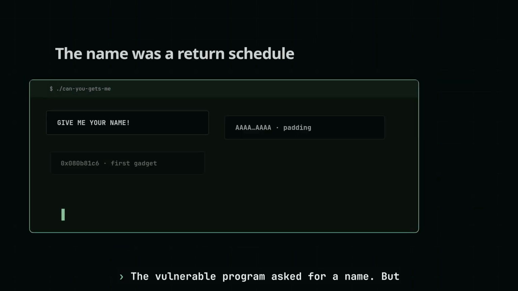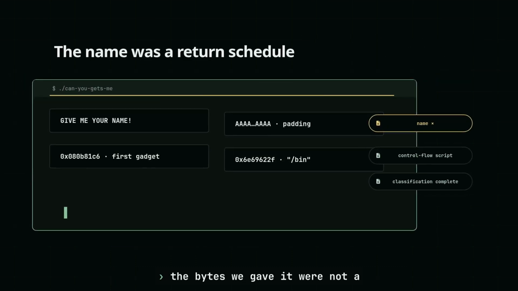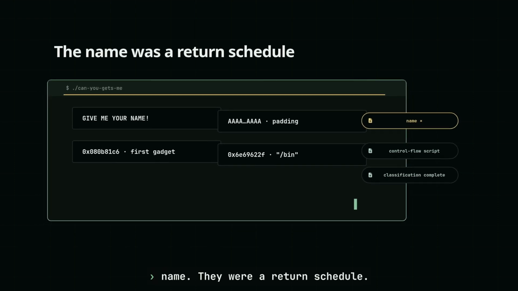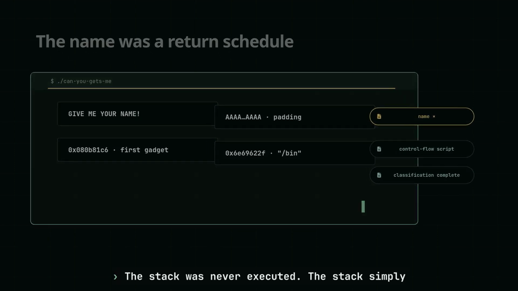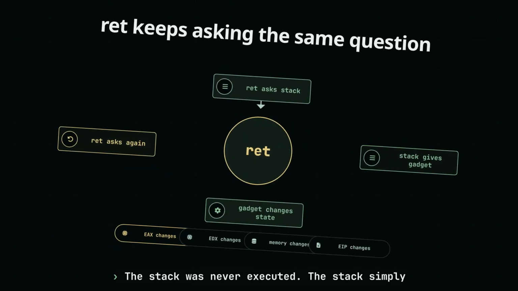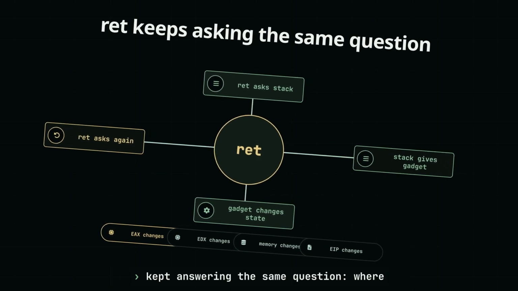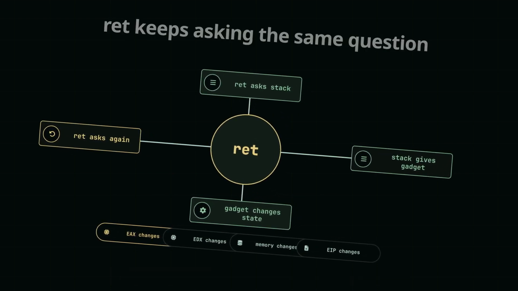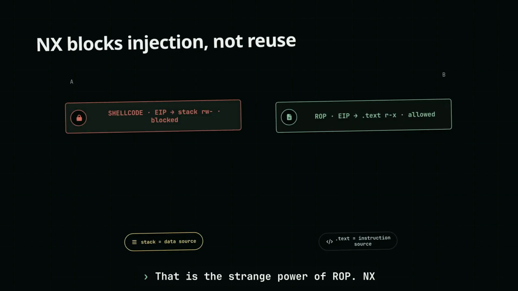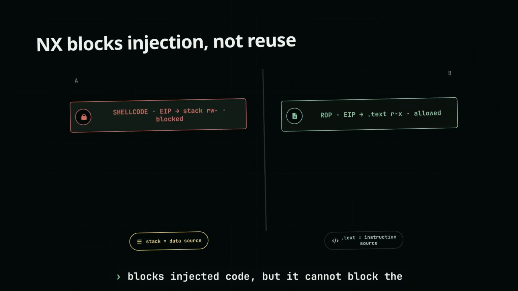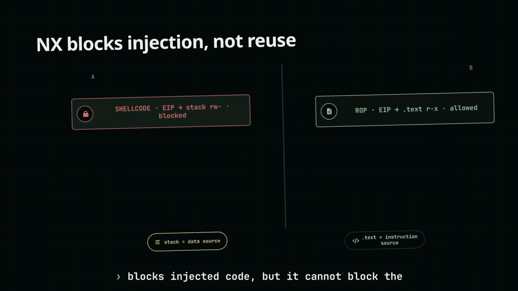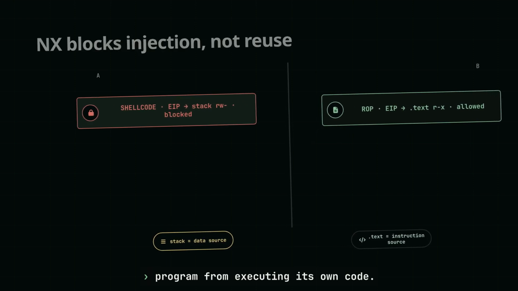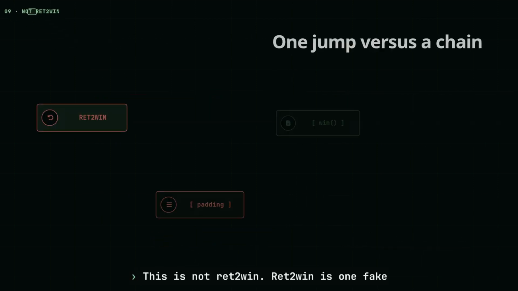The vulnerable program asked for a name, but the bytes we gave it were not a name. They were a return schedule. The stack was never executed. The stack simply kept answering the same question, where should we go next? That is a strange parallel: ROP and NX block injected code, but it cannot block the program from executing its own code. This is not ret2win.